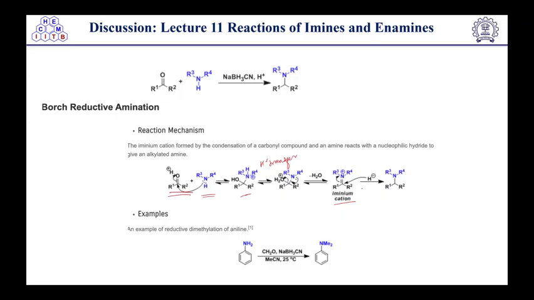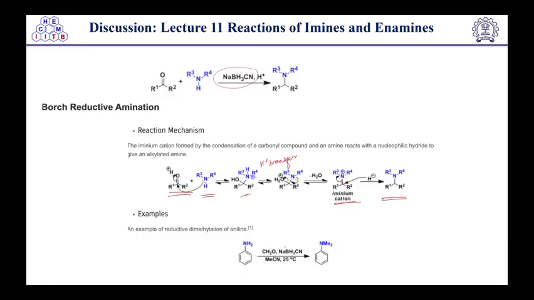After getting the iminium cation, hydride as a nucleophile will attack the electrophilic center of the iminium ion. Here we are using the hydride source sodium cyanoborohydride. Hydride will attack here, and this will open up, and we'll get the corresponding amine as a product. The conclusion is that we start the reaction with a ketone and end up with an amine, and the iminium cation is an intermediate.